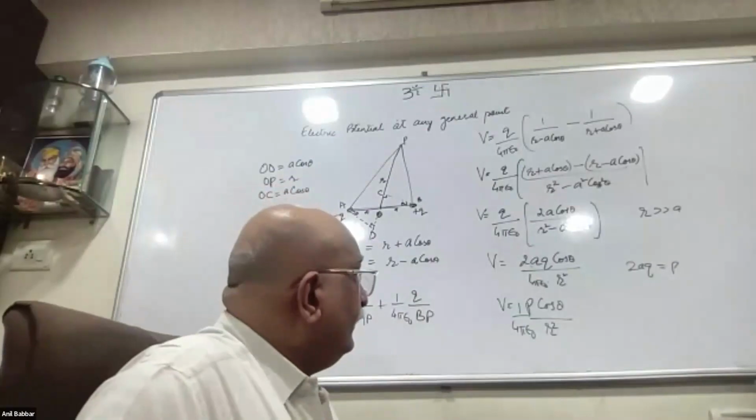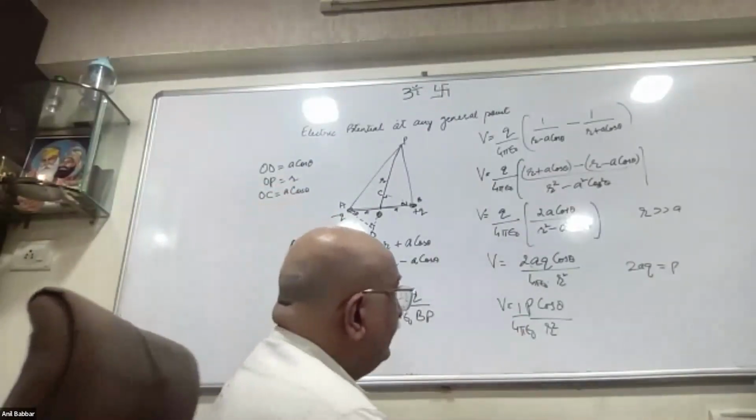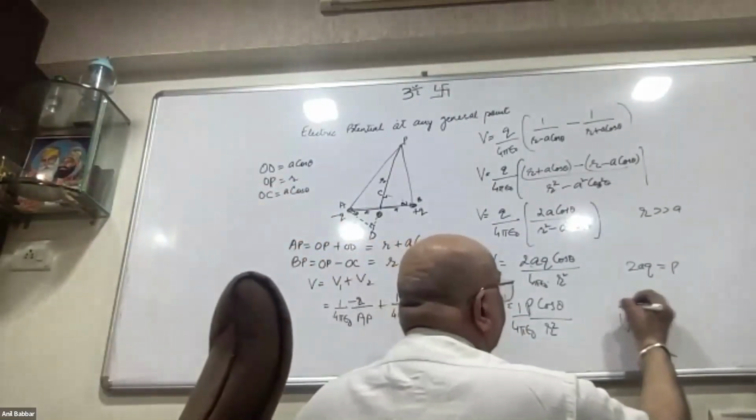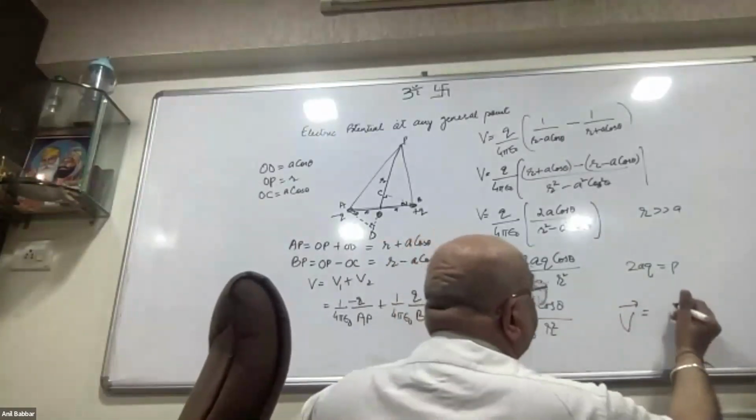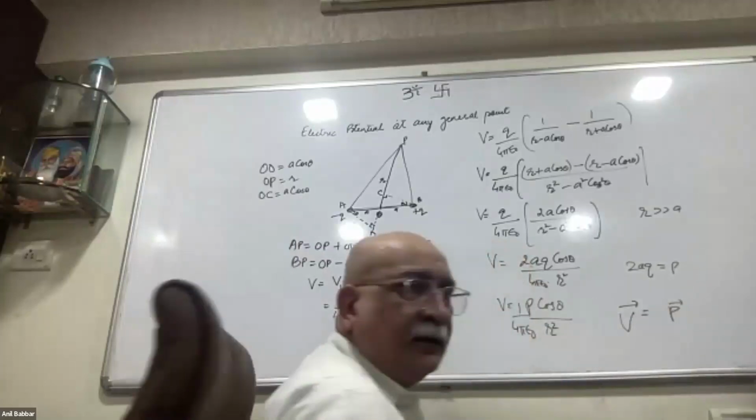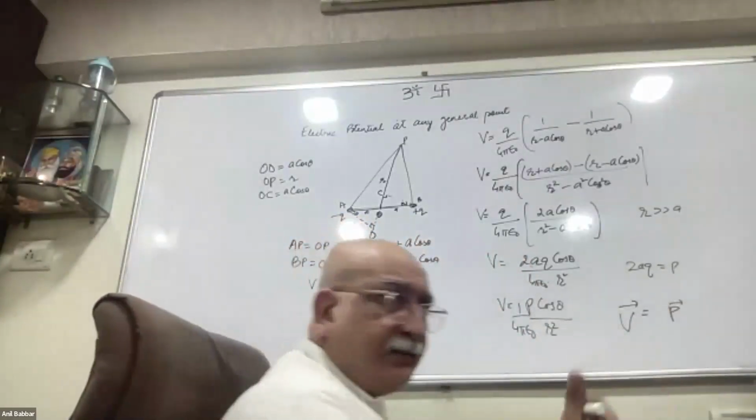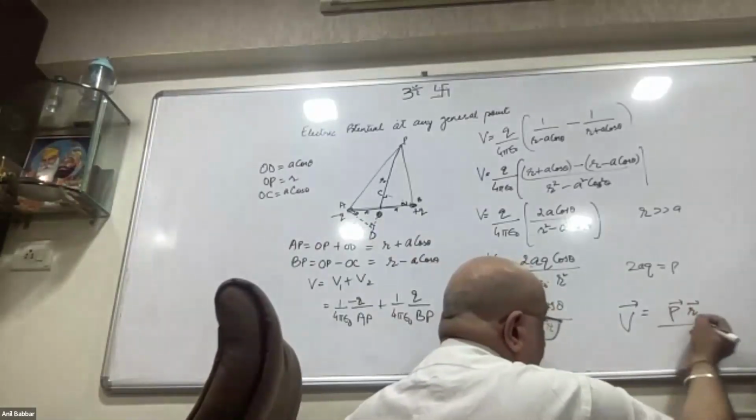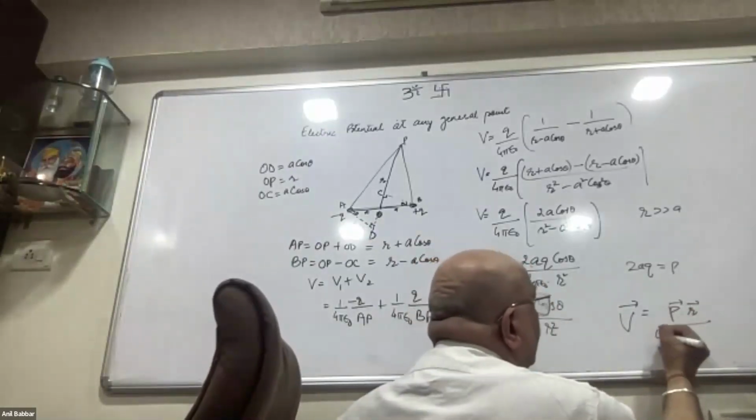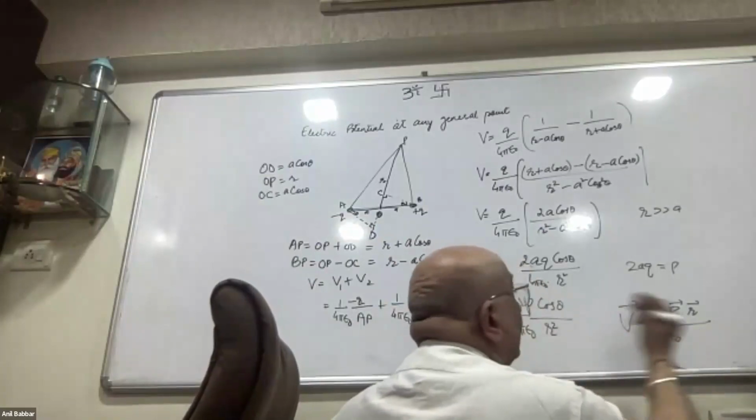And if we write the vector form, it will be V is equal to P, then vector R, upon 4 pi epsilon naught R cube.